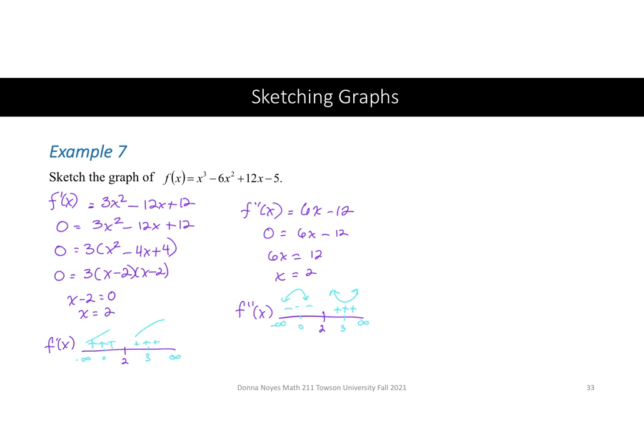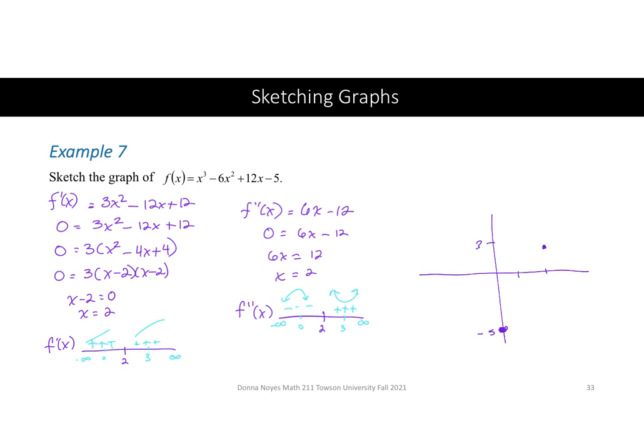So this graph is going to be one of those special ones where when we look at it, we'll see it starts at 0, negative 5. And at 2, when we plug in 2, f of 2 would be 8 minus 24 is negative 16 plus 24 puts us back to 8, minus 5 is 3. Okay, so f of 2 would be 3. So this is at negative 5. So let's see, we've got 2, 3.